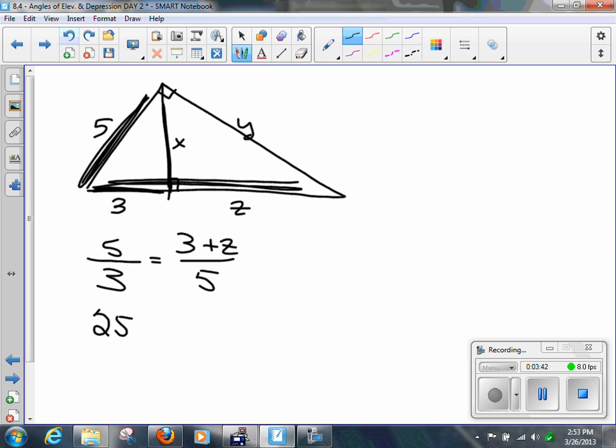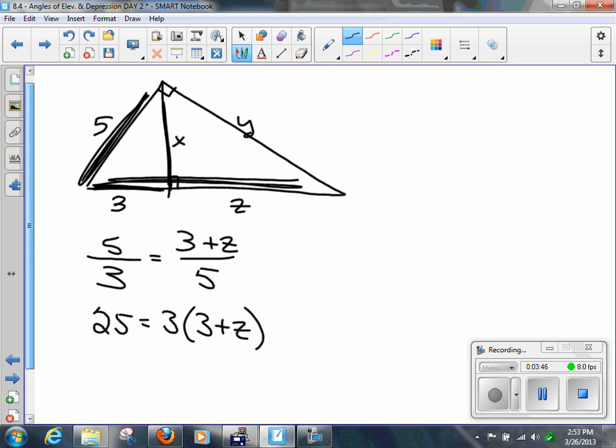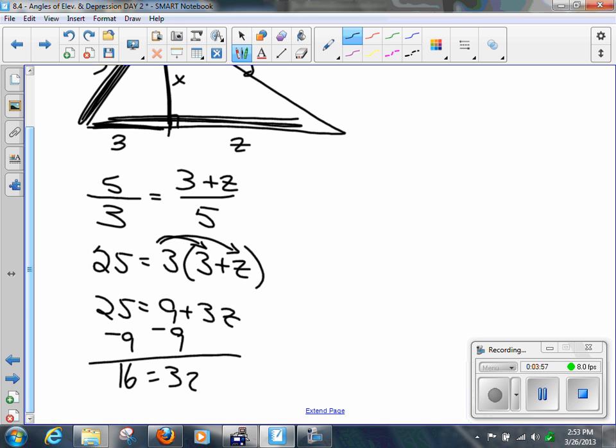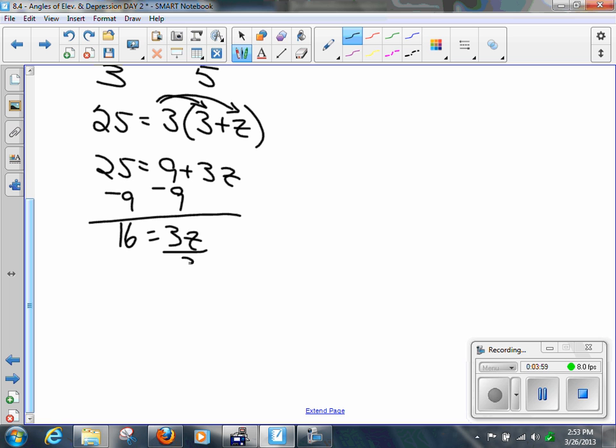5 times 5 is 25. 3 times the quantity, 3 plus z. And now it's just algebra. 25 is equal to 9 plus 3z. Subtract 9, and I get 16 is equal to 3z. Divide by 3.